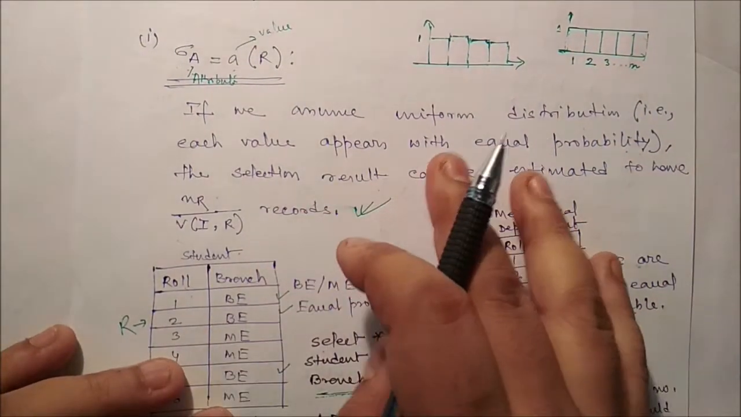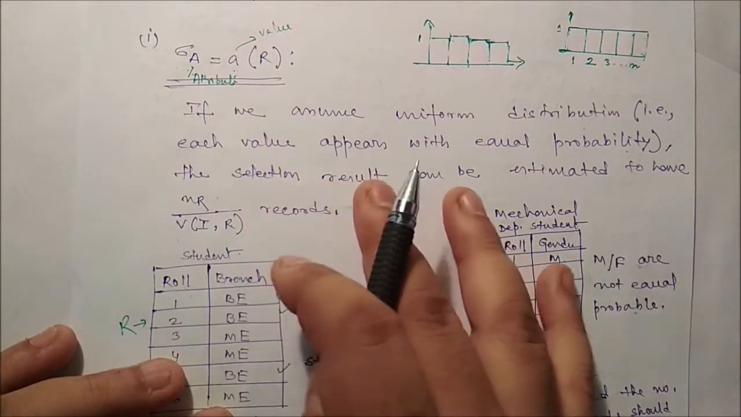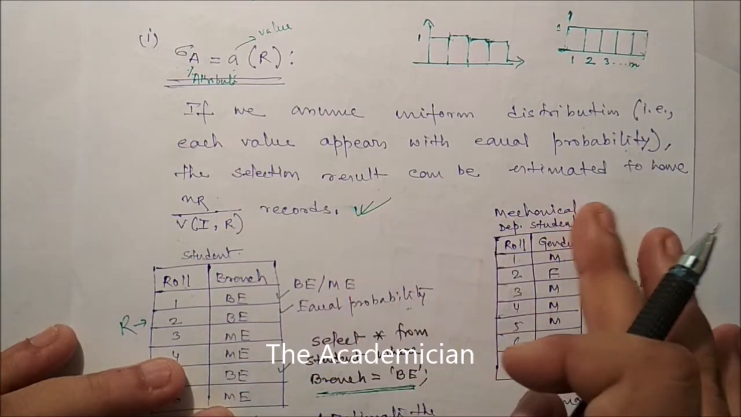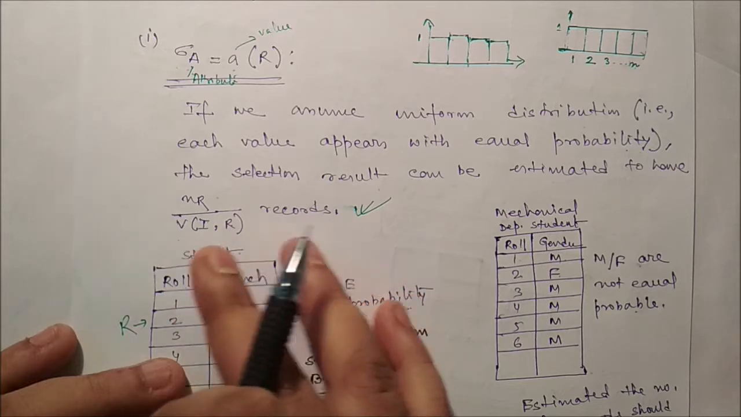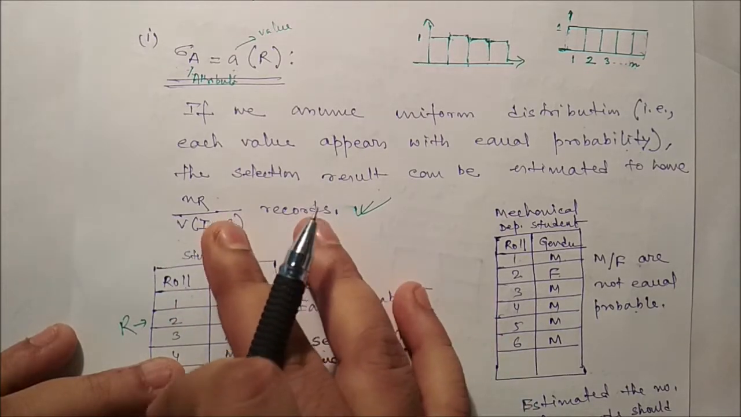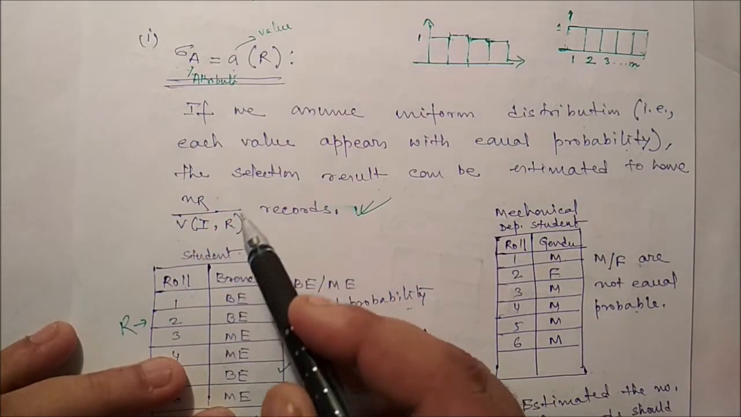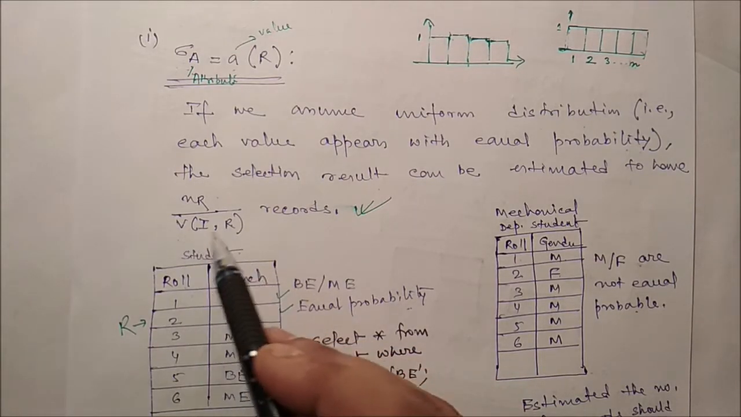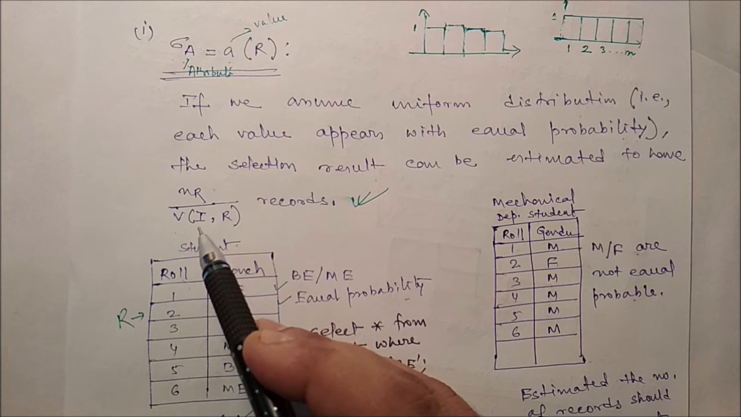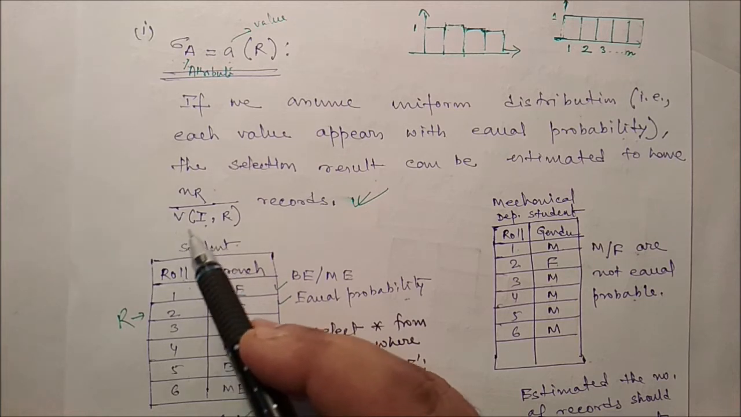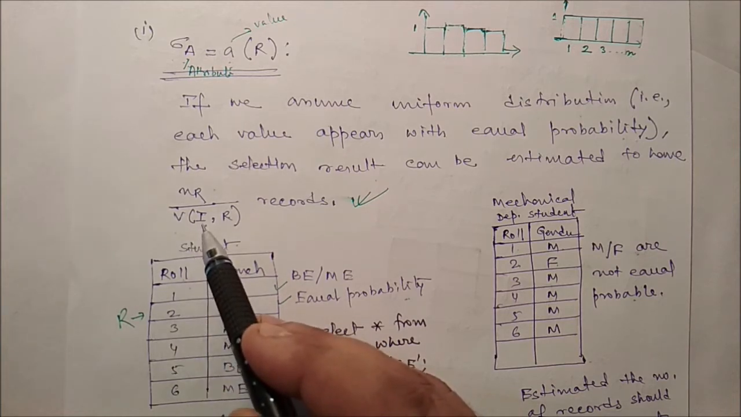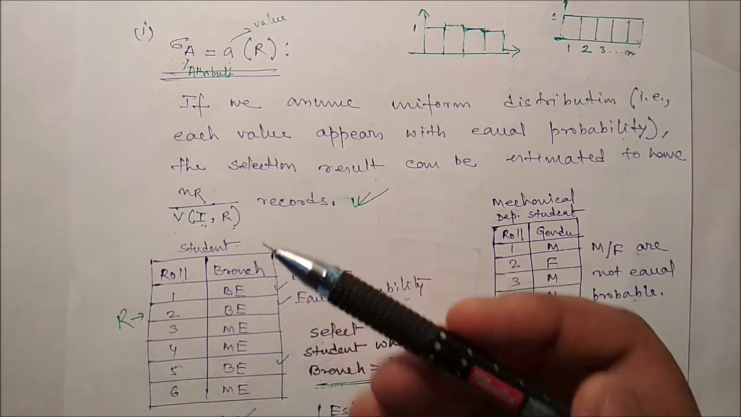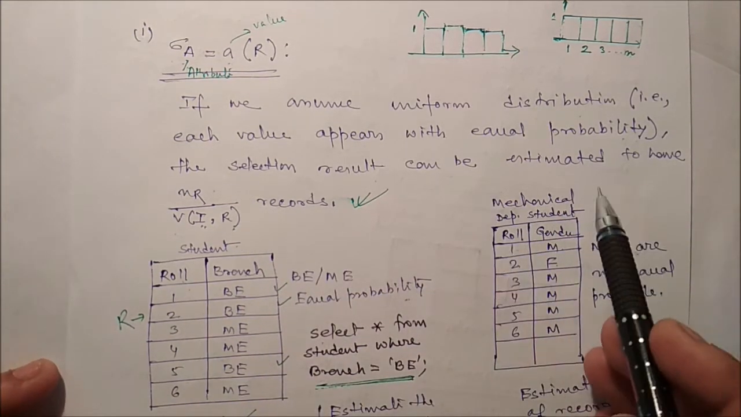So if we assume uniform distribution, that is, each value appears with equal probability, the selection result can be estimated to have NR by V(A, R) records. We already know what NR is: the number of records present in this particular table. And V(A, R) is the number of distinct values present in attribute A, where R is the table name. Now we can estimate.